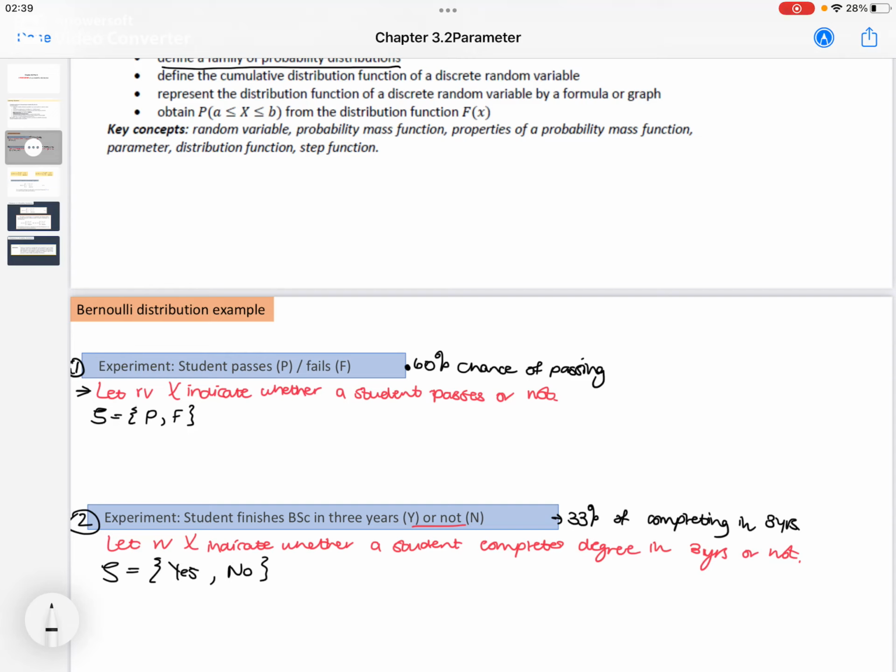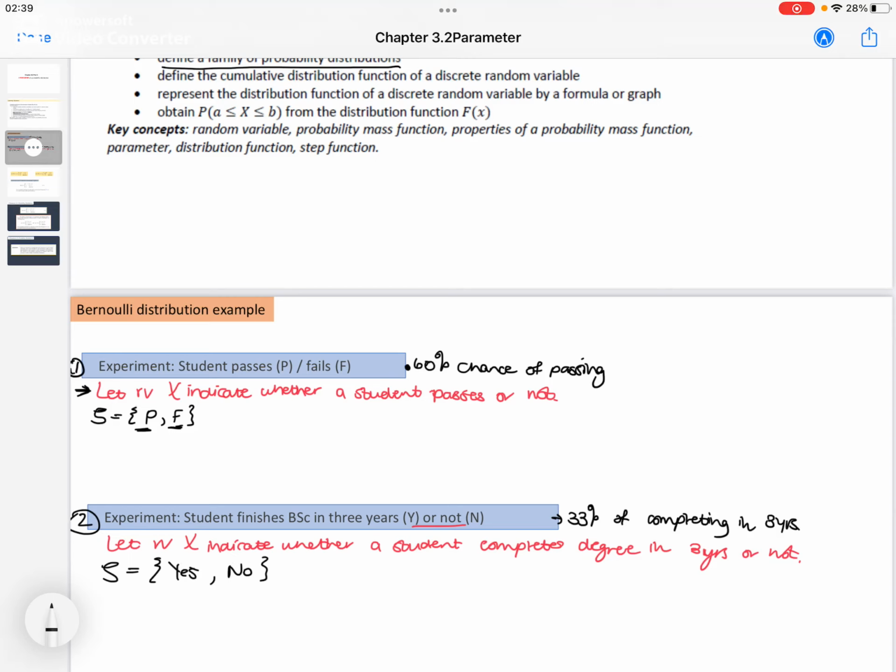We can then also define a random variable x as follows. Let random variable x indicate whether a student would pass the test or not. Because we have only two possible outcomes, a student passing or failing, our sample space will be made up of these two outcomes, either a pass P or a fail F.